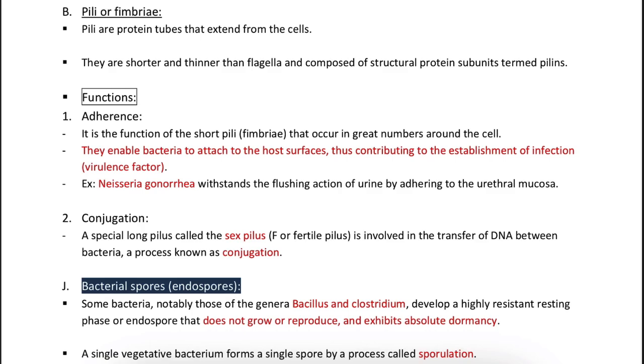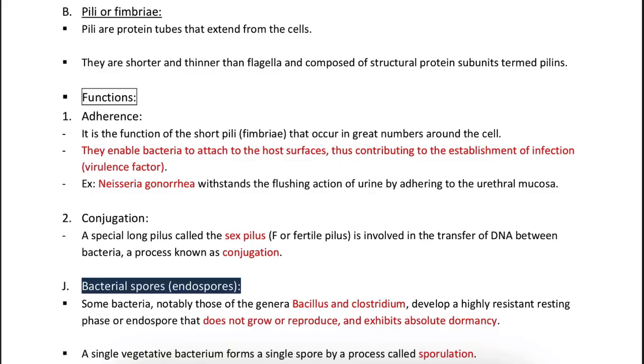Structurally, pili and fimbriae are thin hair-like projections made of pilin protein, shorter and thinner than flagella. The types and functions: adhesion pili, or fimbriae, help bacteria stick to host cells and surfaces, like Neisseria gonorrhoeae uses pili to adhere to urethral epithelium, resisting flushing by urine. The sex pilus is a long singular pilus used in conjugation, for transfer of plasmid DNA.